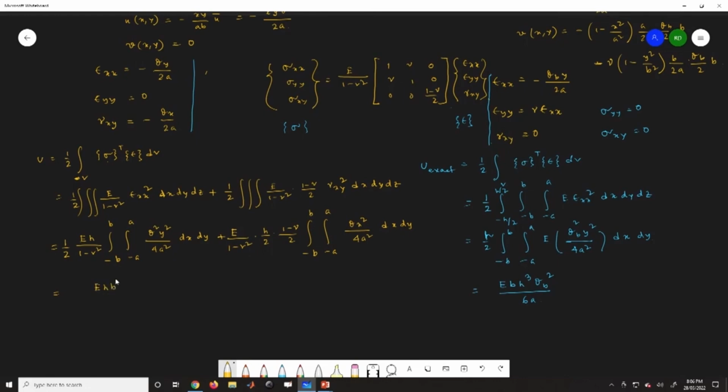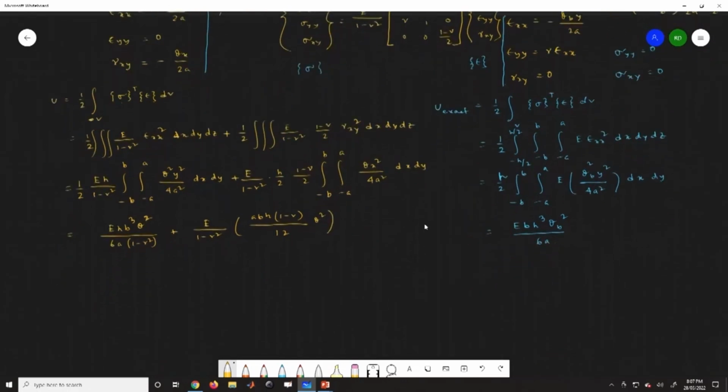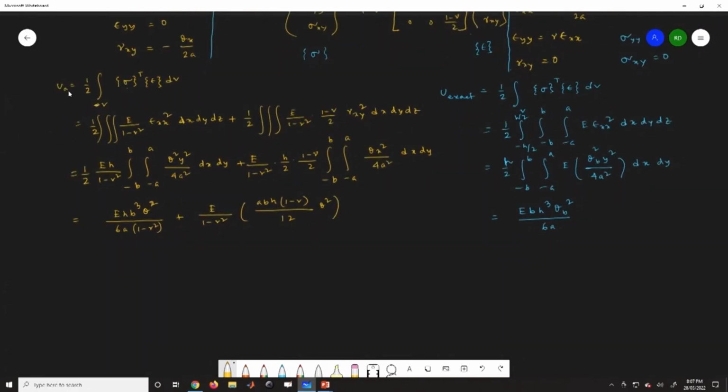b³θ² by 6a into (1 minus ν²), plus here E by (1 minus ν²) into abh (1 minus ν) by 12 into θ². So this is my U exact, and let us say U approximate.